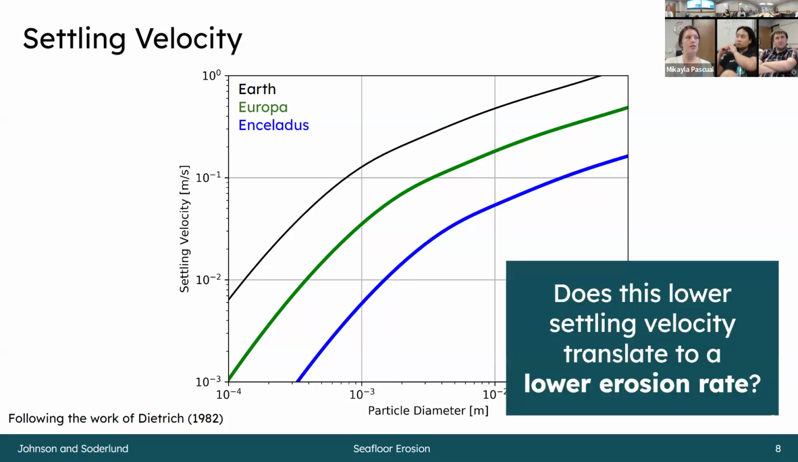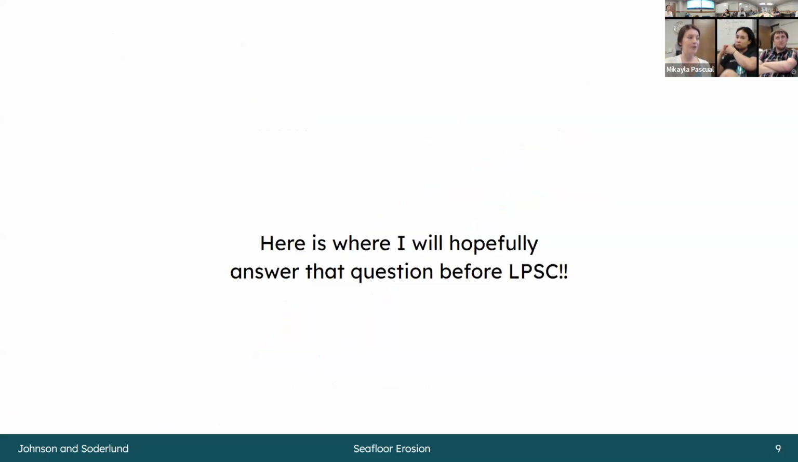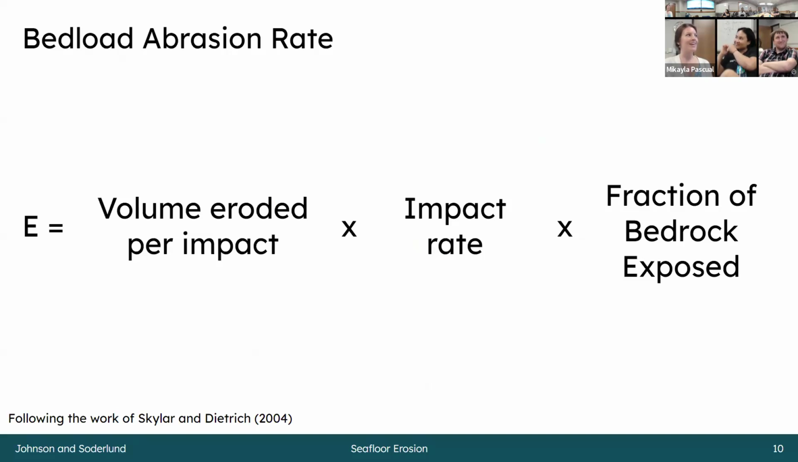So still to come is understanding if this lower settling velocity will translate into a lower erosion rate at the seafloor of Enceladus and Europa compared to Earth. And hopefully it will answer that question before LPSC, but the general idea for bed load abrasion and calculating an erosion rate from that is dependent on these three multiplicative factors. So some quantization of the volume of material eroded per impact, and then the impact rate, so how many sediment grains are smacking into the bedrock as a function of time. And then finally, how much of the bedrock is exposed.